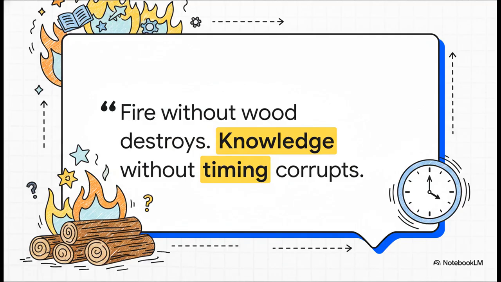Fire without wood destroys. Knowledge without timing corrupts. The Muqatta'at, they are the wood. They're the medium that lets the fire of knowledge provide warmth and light instead of just burning everything down. They make sure truth lands with the right timing, in the right context.